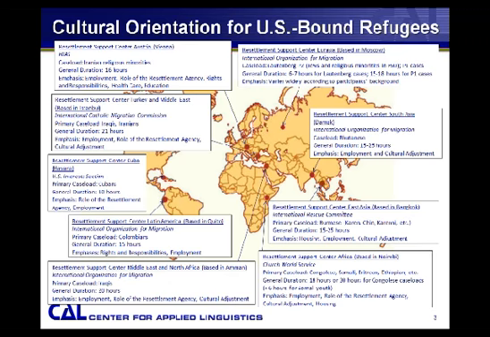Thank you, Matt. There was also a specific question for RSC Cuba regarding how secondary migration is addressed in orientation and other communication with refugees. Ana Maria?